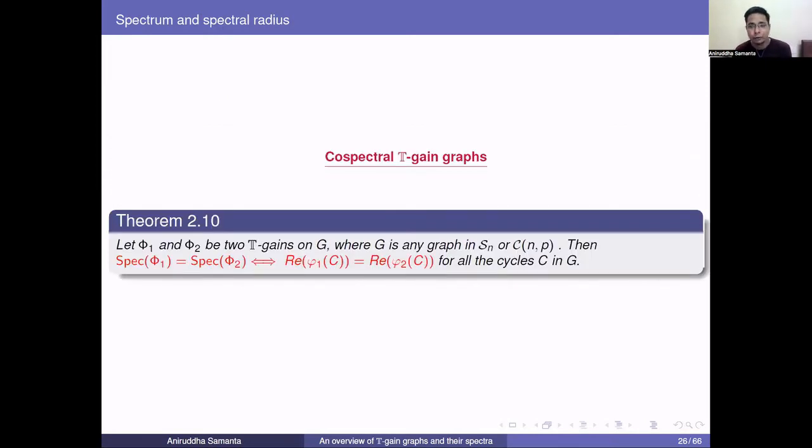Well, now this is the result. Let phi 1 and phi 2 be two T-gain graphs on G, where G is any graph coming from this collection. Then phi 1 and phi 2 have the same spectrum if and only if phi 1 and phi 2 preserve their real part over all cycles. Meaning here the spectrum is determined by their cycle gains.